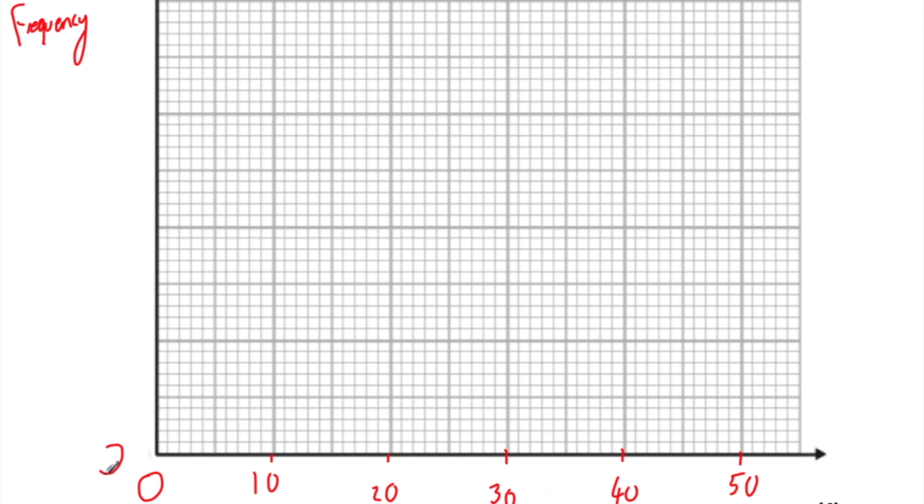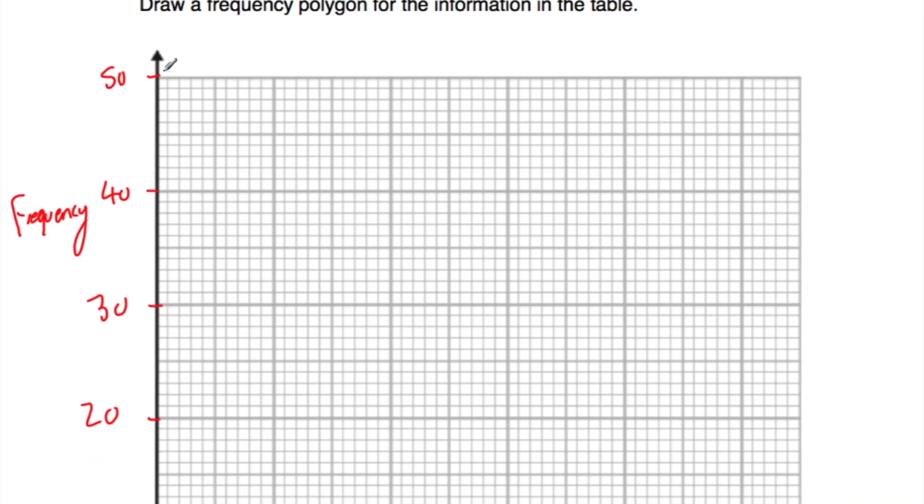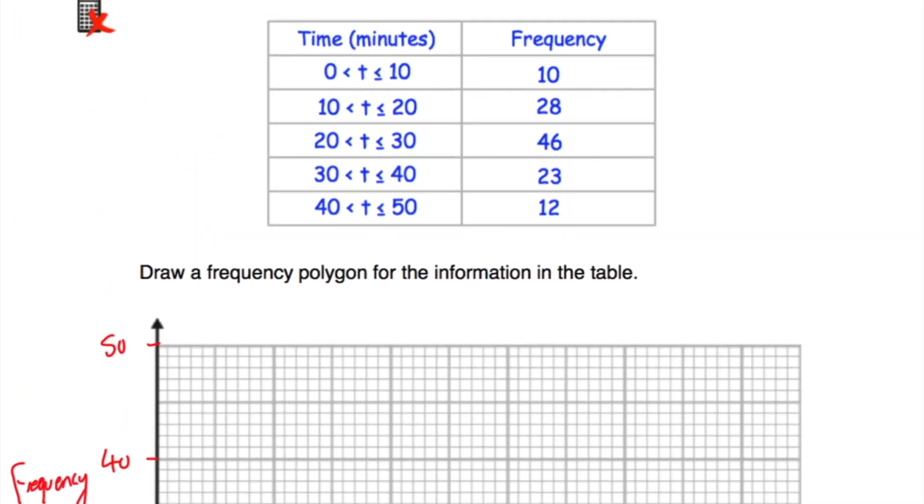So let's start at 0. And let's see if we can go up in 10s. So 10, 20, 30, 40, 50. Fantastic. So we can go up in 10s here. So we've labelled our axes. Now we just need to plot our points.